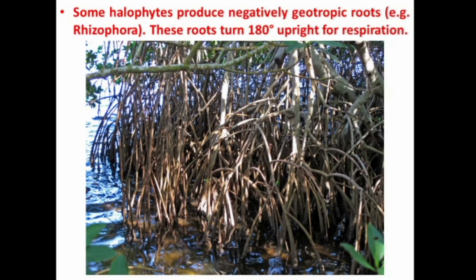Some halophytes produce negatively geotropic roots. Example, Rhizophora. These roots turn 180 degrees upright for respiration. These kinds of plants can be seen on the seashore where the salt content of the soil is very high. In such locations, we can see the roots turn 180 degrees upright for respiration.